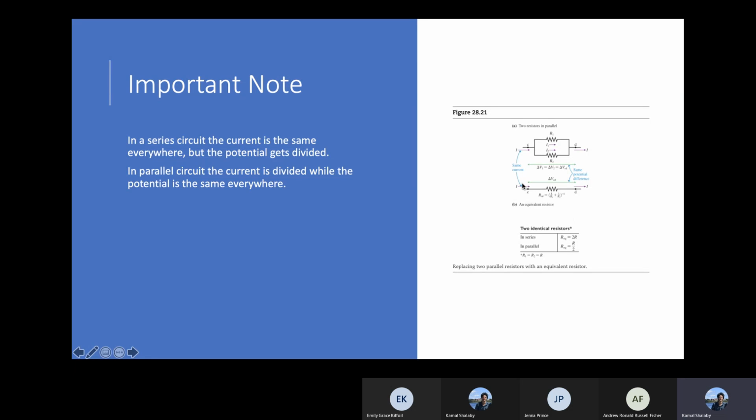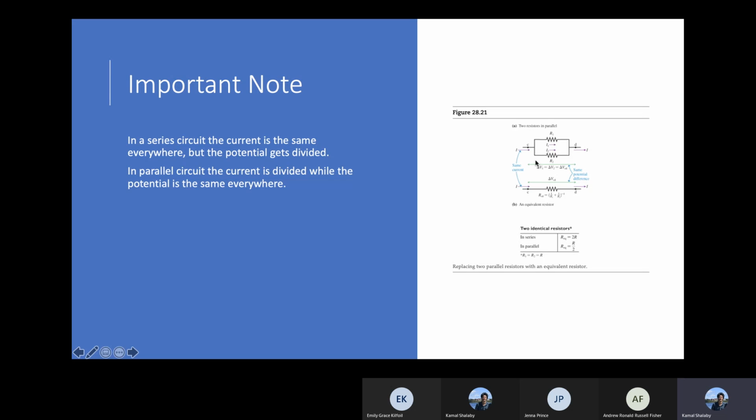For the current, in a series it's the same everywhere, but in a parallel it gets divided. As you can see, there's a junction. The current coming in splits into I1 and I2, then reconnects back to being I. While in the series, it's just the same I everywhere.